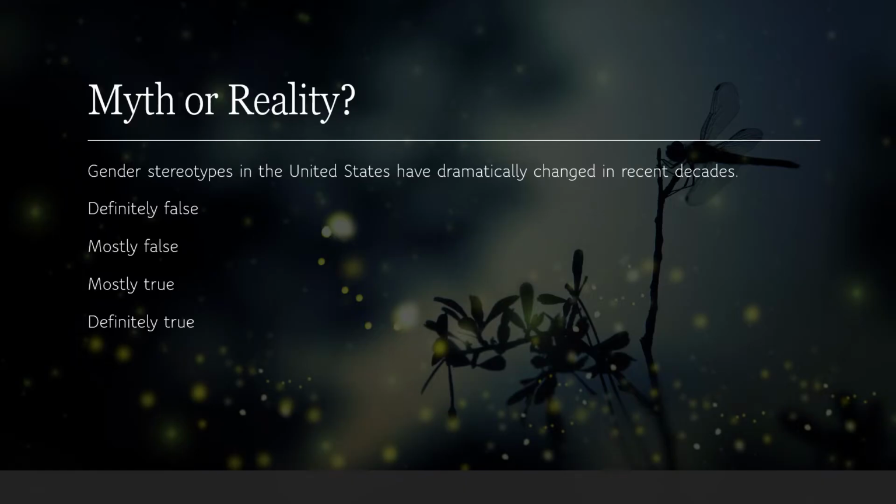So, what do you think? Is this a myth or is it a reality? Gender stereotypes in the US have dramatically changed in recent decades. Do you think that this is definitely false, mostly true, or definitely true? If you selected mostly true, you're right. So gender stereotypes have changed, but there are still many stereotypes out there.